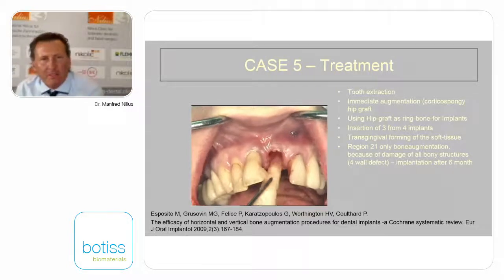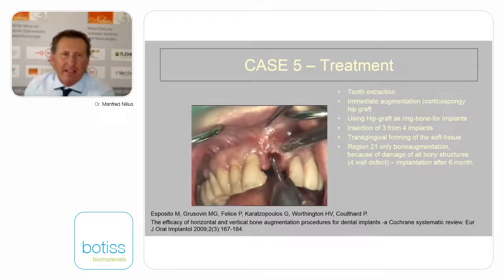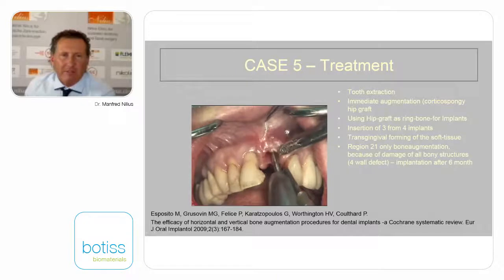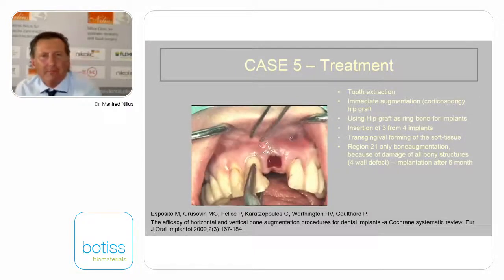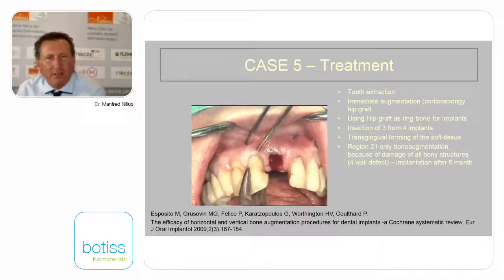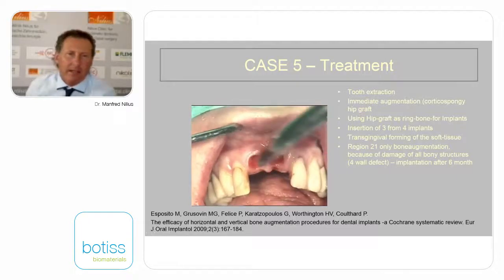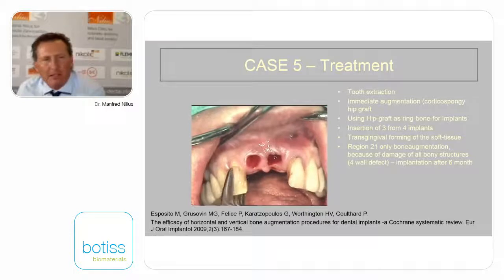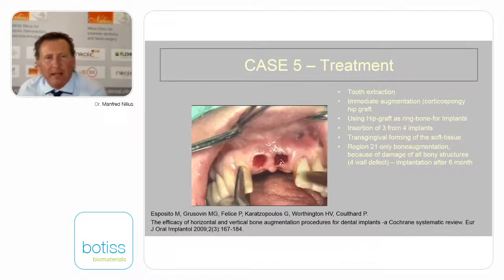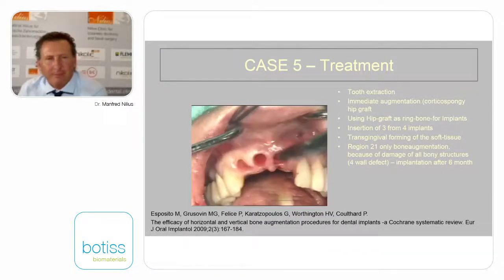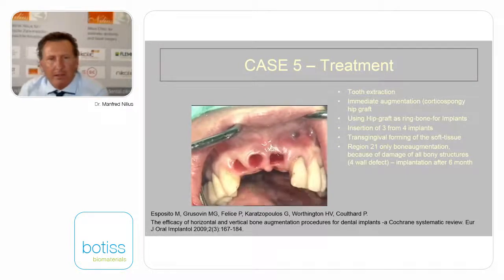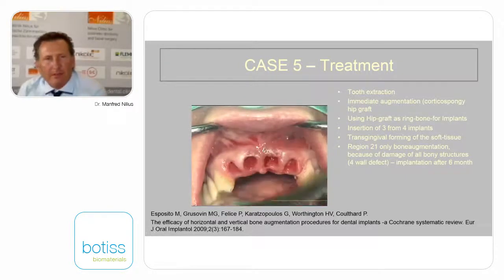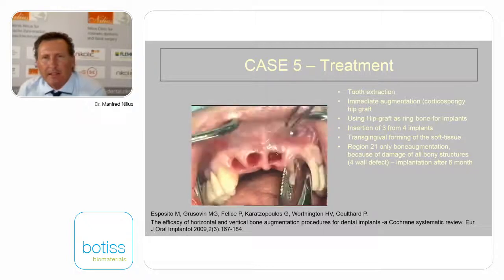And this is the clinical situation. So we made tooth extraction, and you can see there is a wall defect here, but there is still enough bone on the root side on the upper part. This is teeth removement, and the left lateral is also extracted.